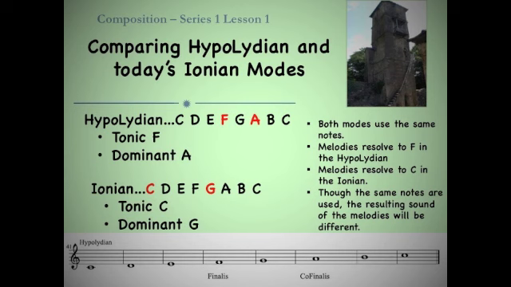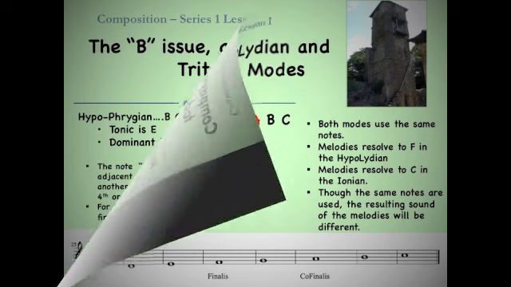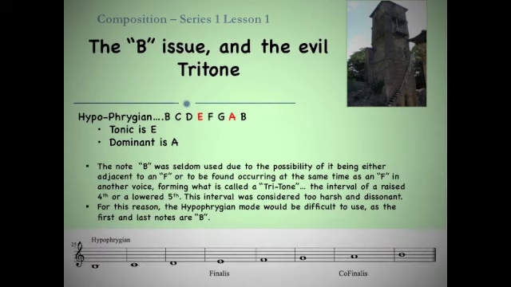In medieval times, also, the note B was avoided because of its perceived conflict with an F, which formed a tritone. That was too dissonant, too harsh to the ear, and they tried to avoid it at all times. So for that reason, the Hypophrygian mode wasn't used a whole bunch. We'll cover all of that in more detail as we hit these modes in future lessons, but for right now, this is what you're required to know.